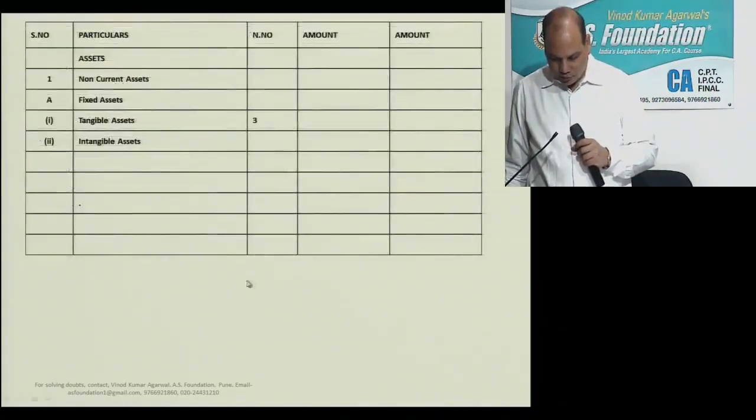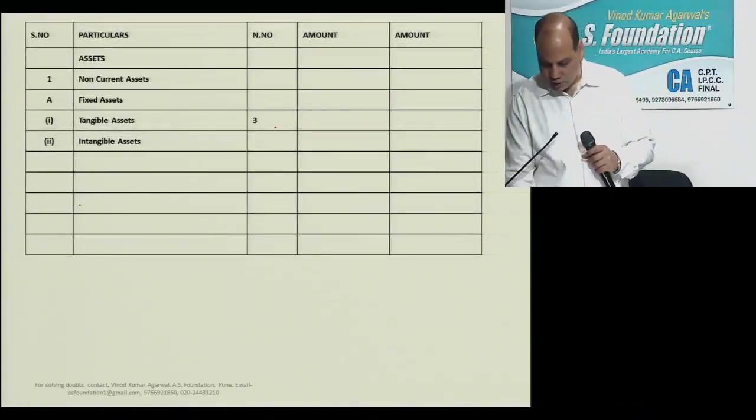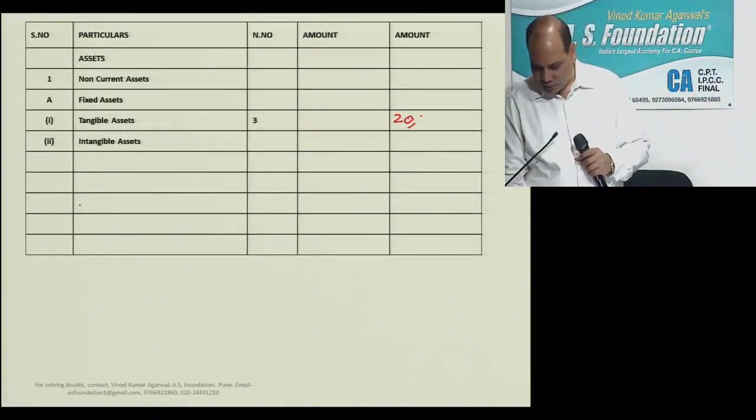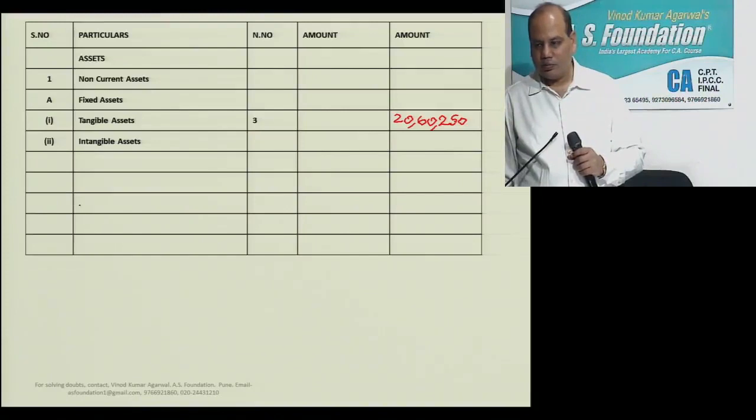Okay. So can anybody tell me the total of tangible asset again? 20 lakh 60,000 both. Everybody got it? Yes. Okay.